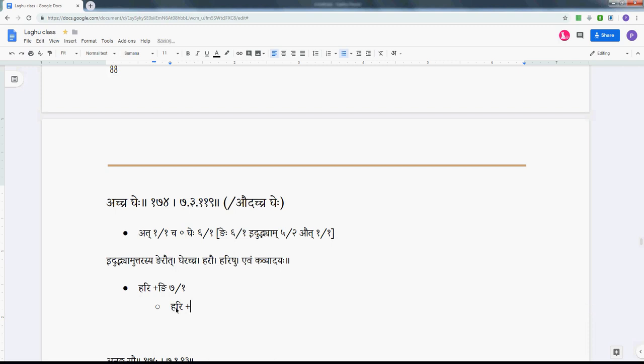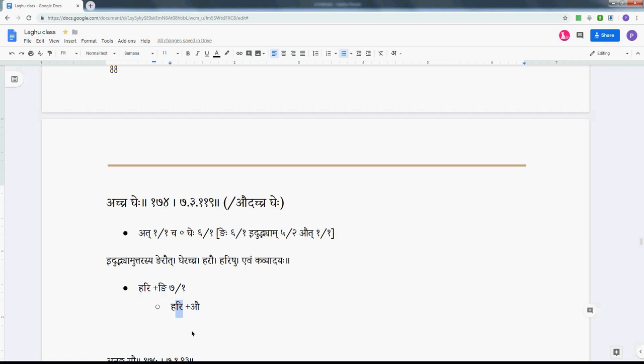Hari plus Au. Ni will take Au as the Adesha, so E will be replaced by Au. What about Ghe Achya? At is the Adesha. At is a single letter, Akara again. Takara is Taparakaranam, so Akara is the Adesha. Takara will go. What you will have is Hari Ikara, the Alontyasya.